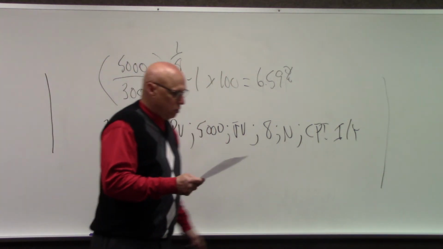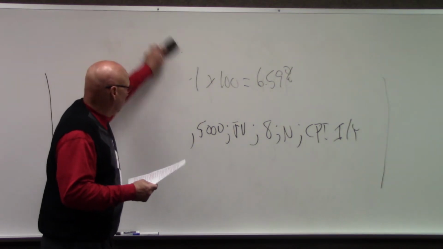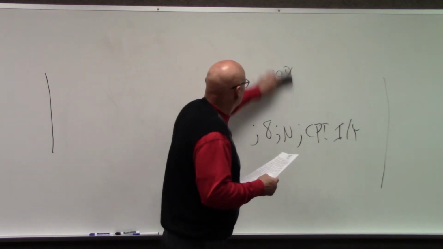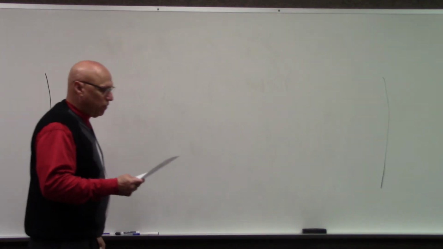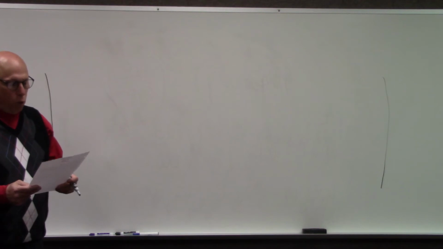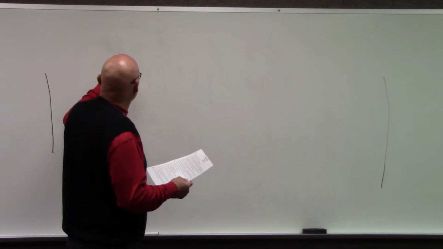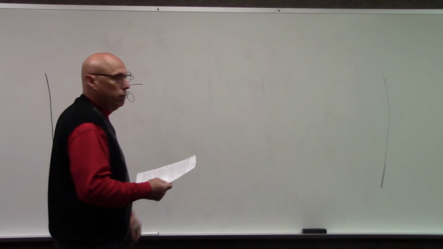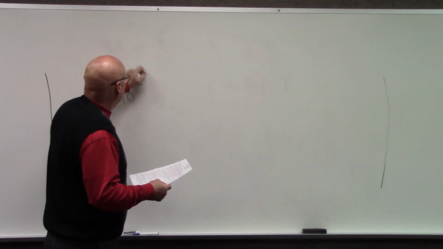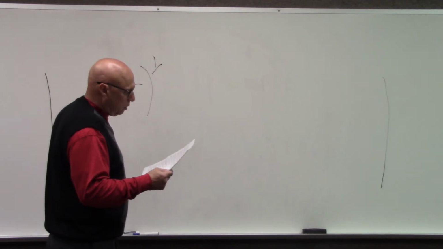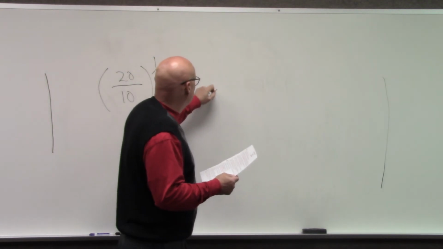All right, question number 4. You double an investment over a 7-year period. What is the rate of return for that investment? Okay, so I don't give you any numbers. You can choose any numbers. I use 20 and 10. You can use 2 and 1. You can use 4 and 2, whatever. Divided by 1 over 7. Okay? Minus 1 times 100.